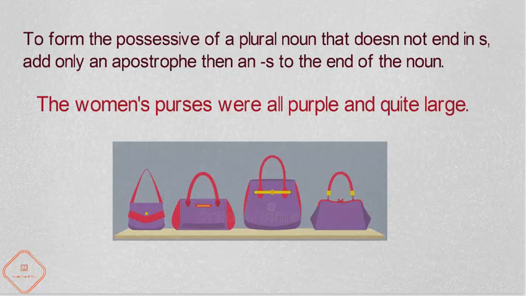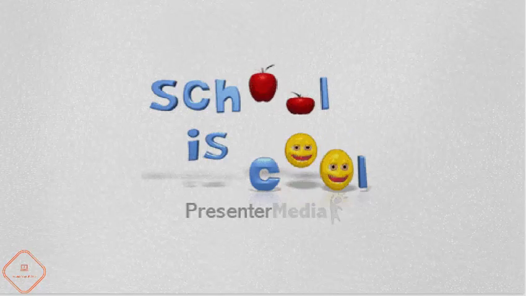So in regular plurals where it ends in S, we just add an apostrophe. And in the plurals that are not regular, that do not end in S, then we add an apostrophe and an S.